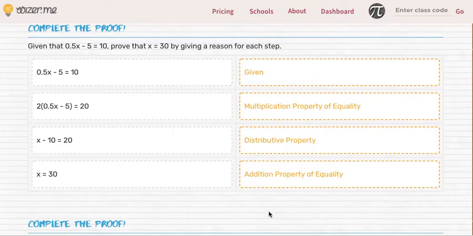So you should be getting the hang of this, right? You always start with the given. In the end, you always put down what you want to prove, and then you go step by step, trying to figure out what happened in each step. And whatever happens in each step, you put down as the reason. So here we multiplied by 2 on both sides. Here we distributed the 2 on only the left side. So that's the distributive property. And then from here all the way to x equals 30, all we did was add 10 to both sides. That's the addition property of equality.